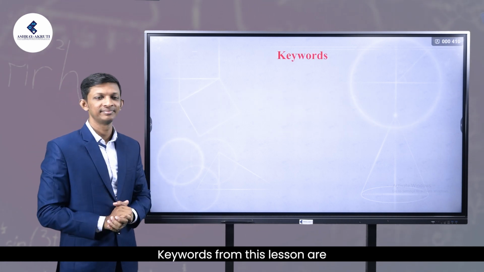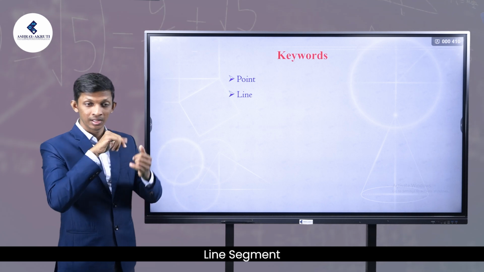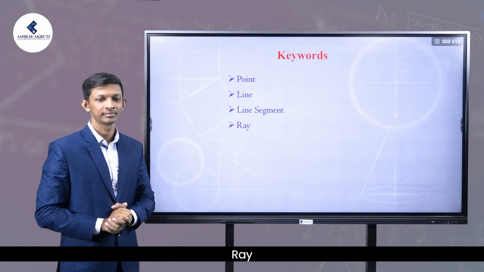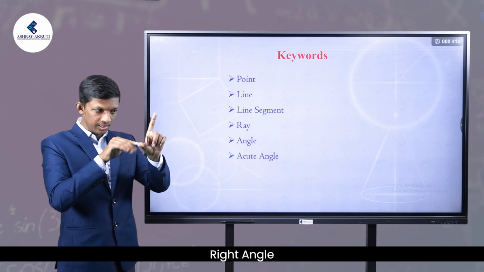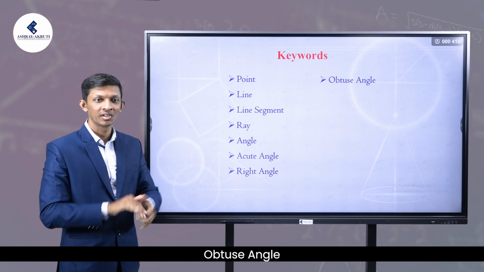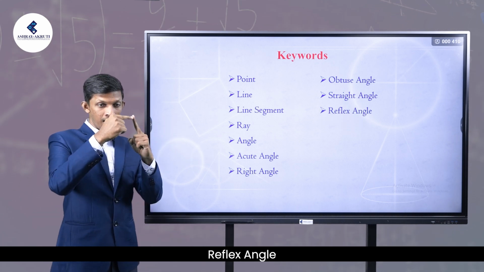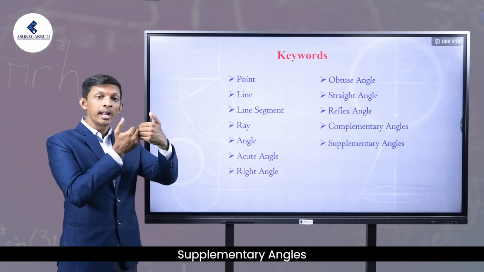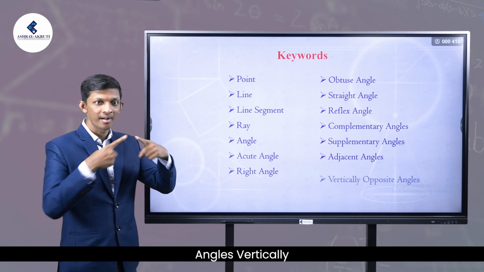Keywords from this lesson are: point, line, line segment, ray, angle, acute angle, right angle, obtuse angle, straight angle, reflex angle, complementary angles, supplementary angles, adjacent angles, and vertically opposite angles.